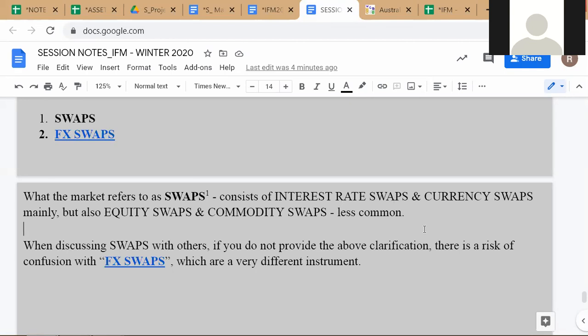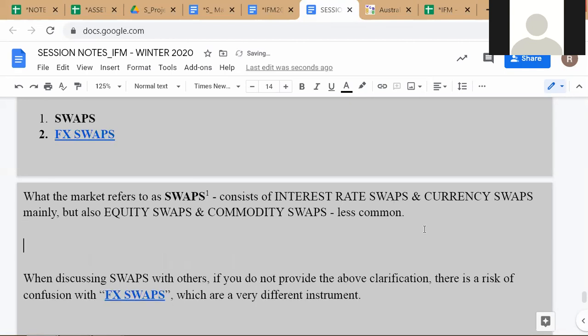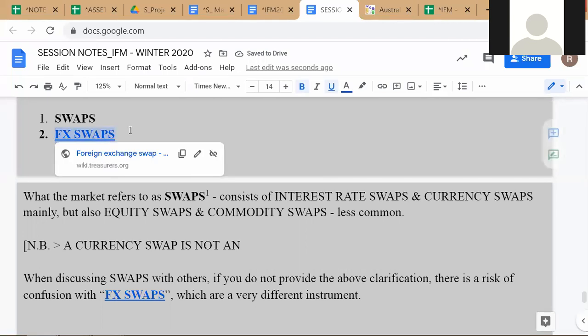Okay, so this we should write here. NB is nota bene, which is watch out. A currency swap is not an FX swap. You have to be aware of this, okay?